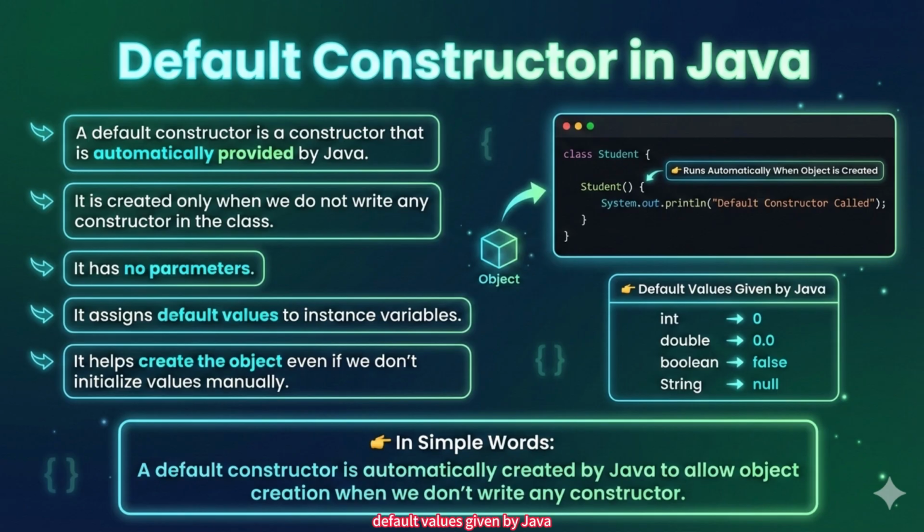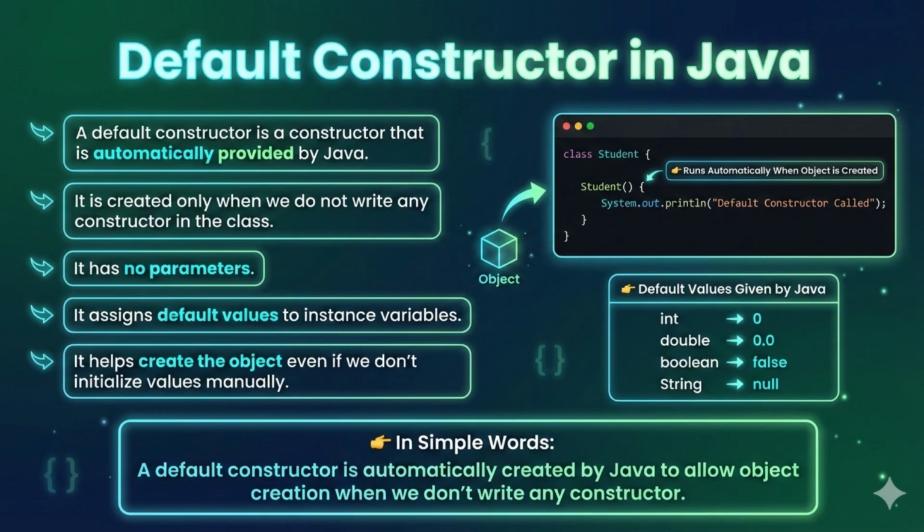Default values given by Java. int 0, double 0.0, boolean false, String null. In simple words, a default constructor is automatically created by Java to allow object creation when we don't write any constructor.